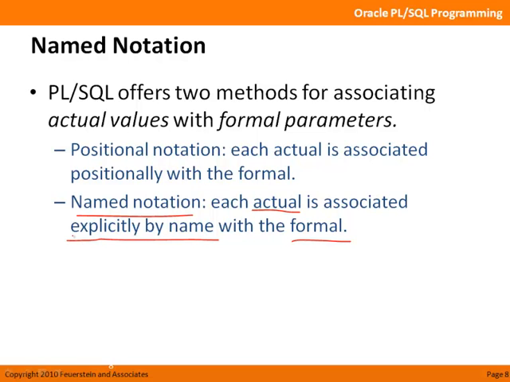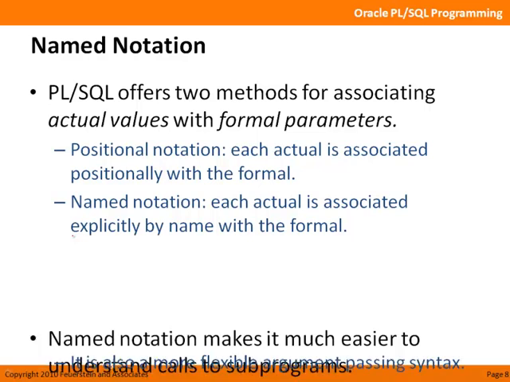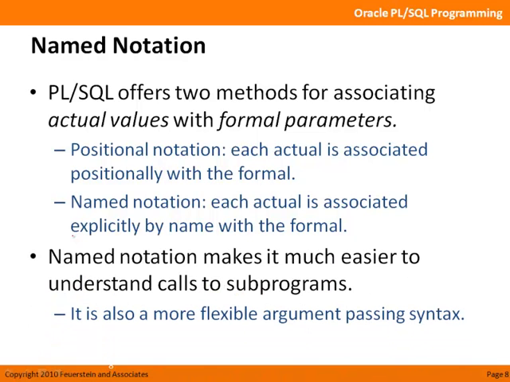And there are several different advantages to using name notation, which is what I want to talk about, certainly and most importantly, from the standpoint of maintainability. Because name notation makes it much easier to understand calls to subprograms, especially subprograms that most people don't use, rarely used programs. It also offers a lot more flexibility in how you pass arguments to parameters. Let's take a look.